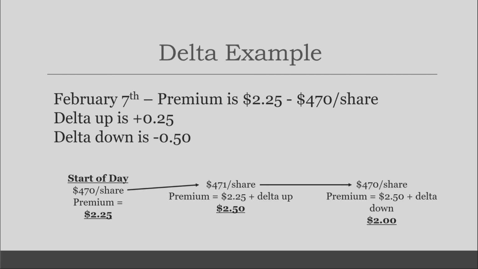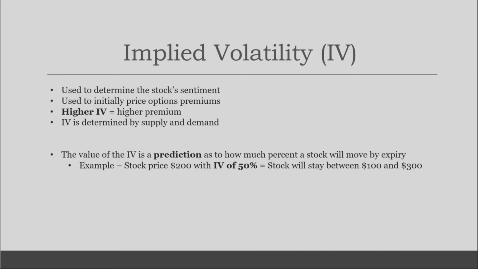Now imagine if a stock moved up and down and up and down throughout 6.5 hours of the stock market, from opening to the stock market close. How would that affect your premium? Now, add the effects of gamma and the effects of vega. The final piece of the options puzzle is known as implied volatility, better known as IV. IV is used to determine the stock's sentiment.